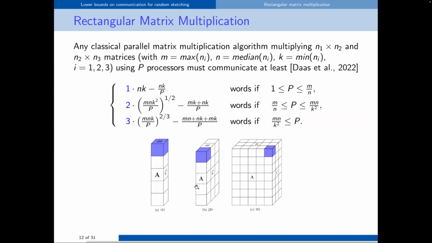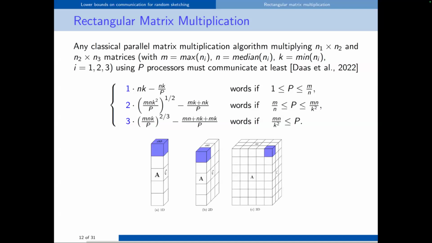If in the second case, I have two large dimensions and one small dimension, in this case, A and B will be distributed by using a one-dimensional distribution, while C will be using a two-dimensional distribution. And in the third case, we have three-dimensional algorithms in which matrices A, B, and C are replicated over processors, and the processors are seen as a 3D grid here. So those bounds allow us to know what algorithm will be communication optimal.